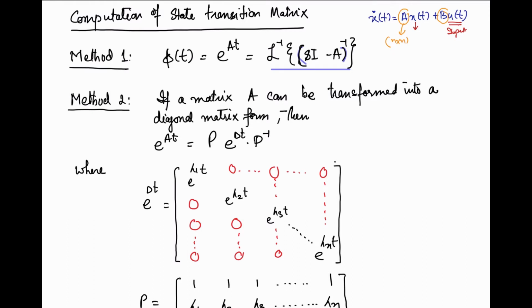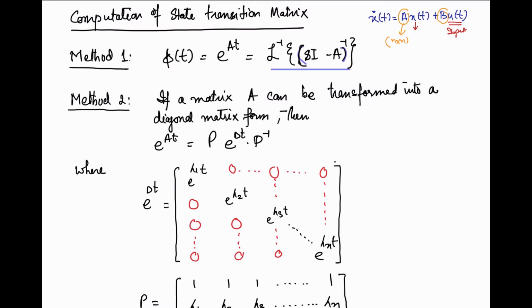So if you know this matrix A, you can determine the state transition matrix with the help of this equation. State transition matrix is the one which helps you to determine the response of your system at any time t, given the initial values of the state variables and the input. So state transition matrix, as discussed in the last video, is given by this equation.